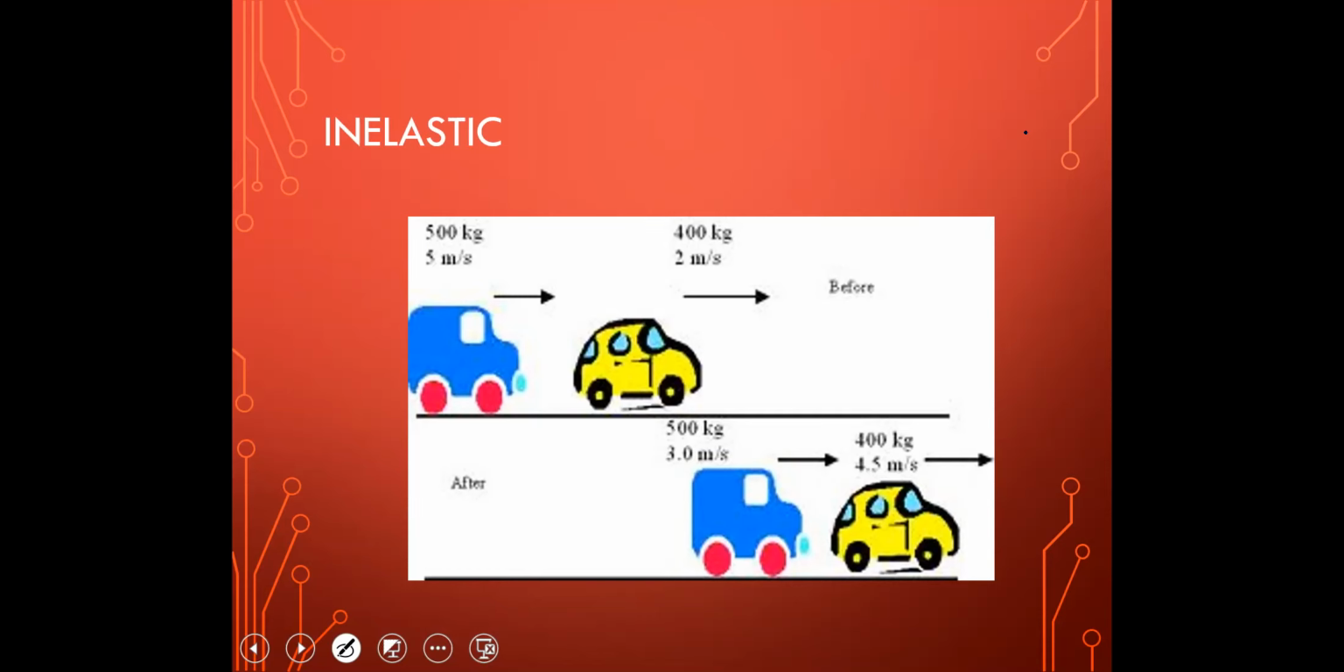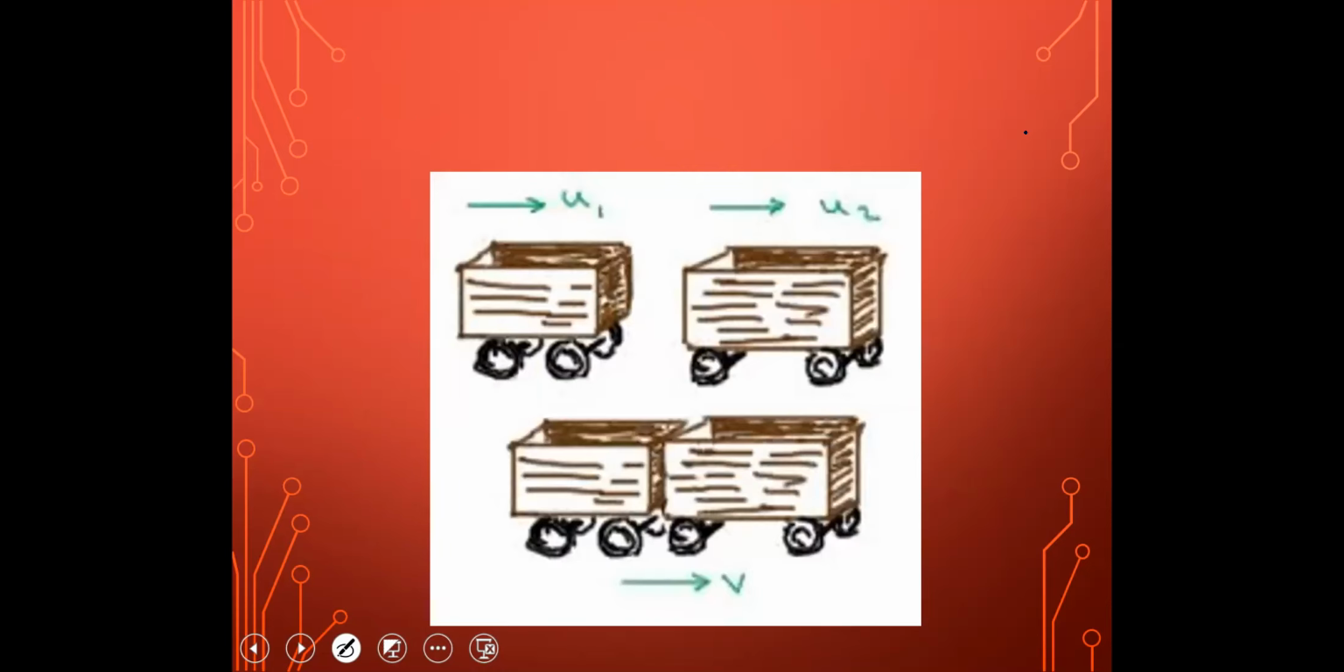In the same direction, we have three types, but they are moving in the same direction and are not stuck to each other, so it's inelastic. If they are moving in the same direction, they are inelastic, and if they collide and stick perfectly, it is perfectly inelastic.